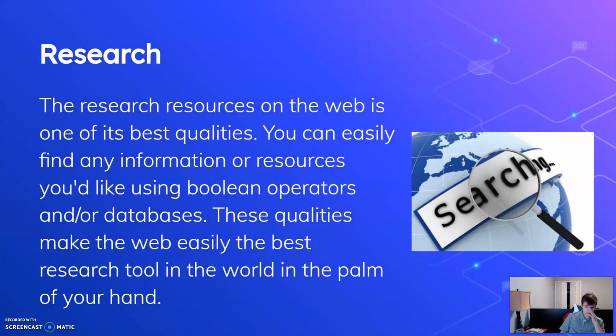Research. The research resources on the web is one of its best qualities. You can easily find any information or resources you'd like using Boolean operators and or databases. These qualities make the web easily the best research tool in the world in the palm of your hand. Boolean operators, you can look more into it yourself, but it's a little boring. It's about wording your searching correctly with all these special terms so that you can find things much more specifically, find certain resources quicker on the web because there's so much.